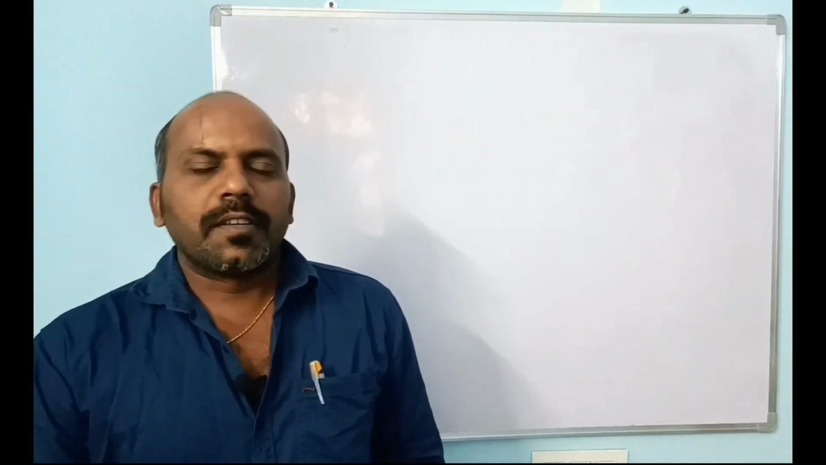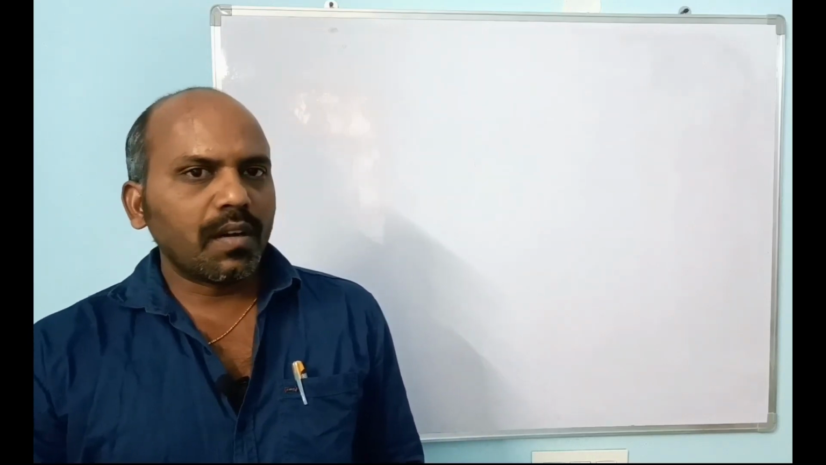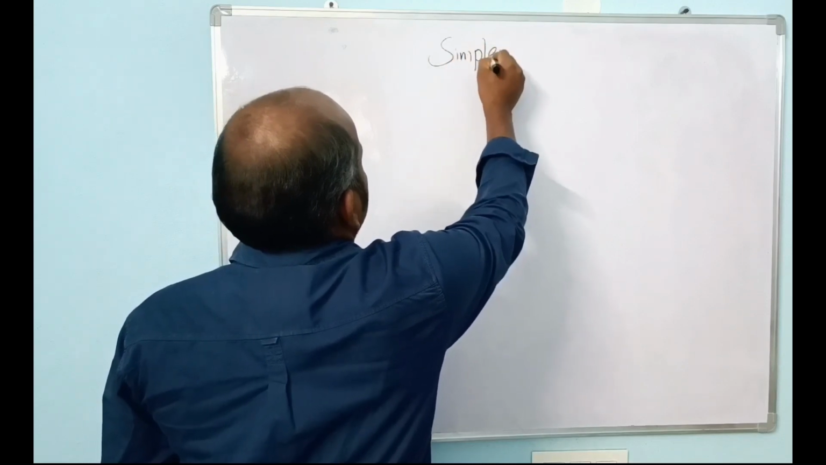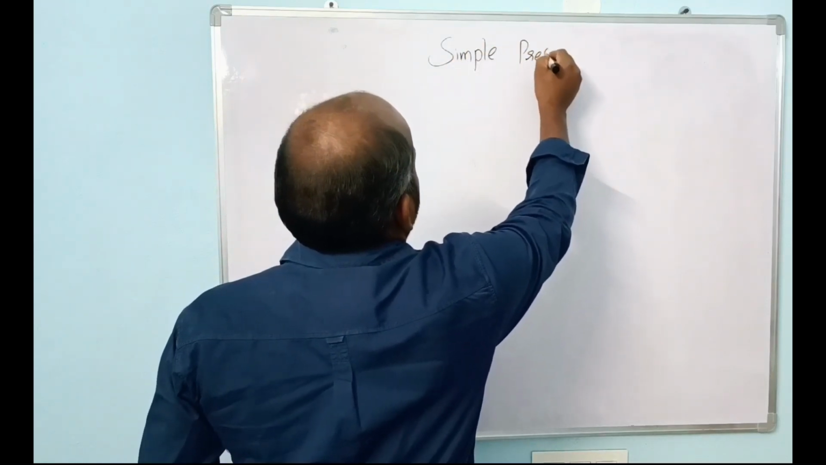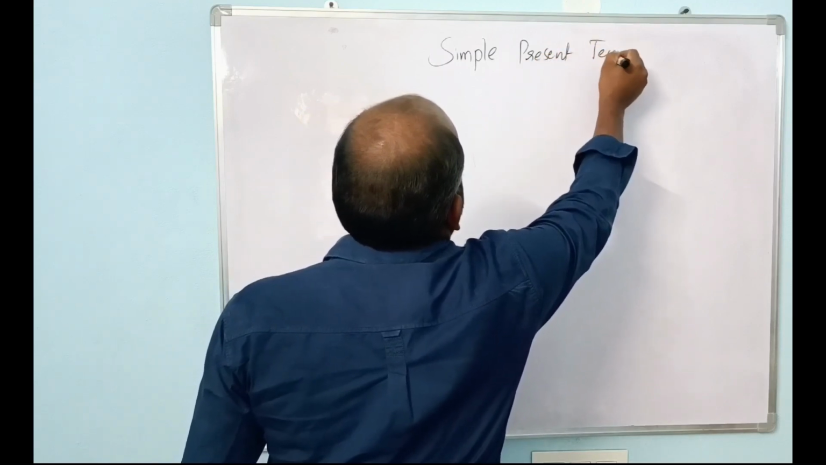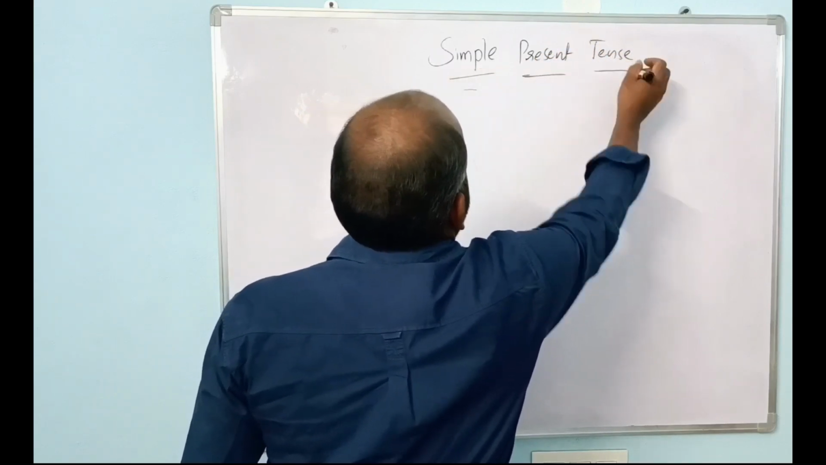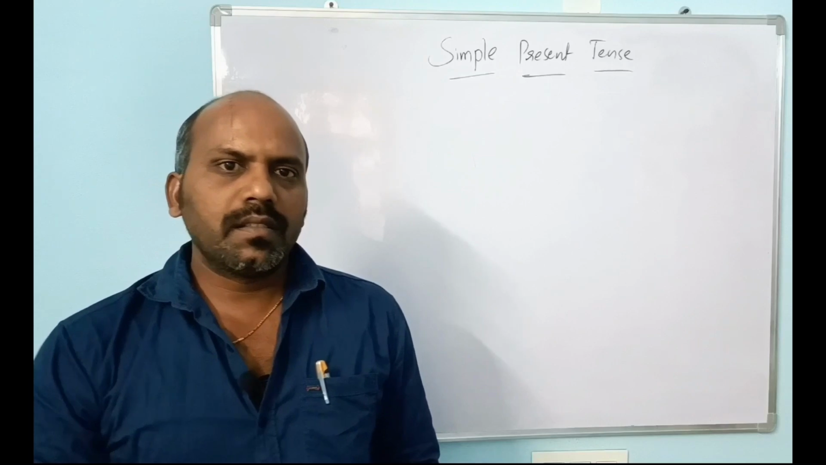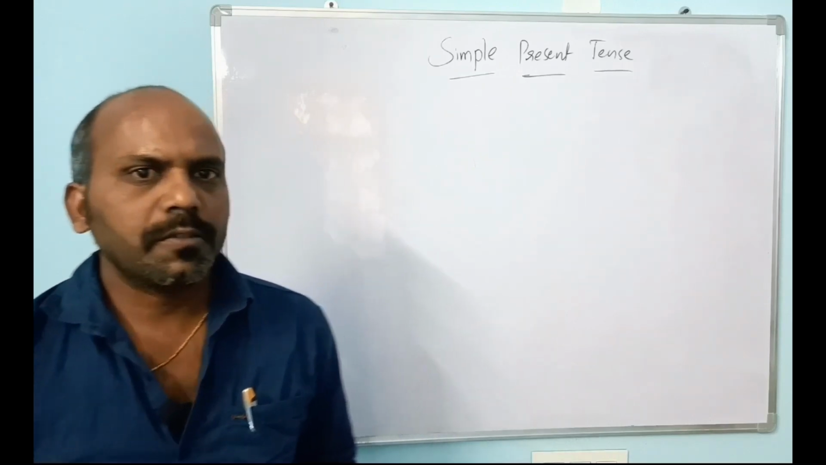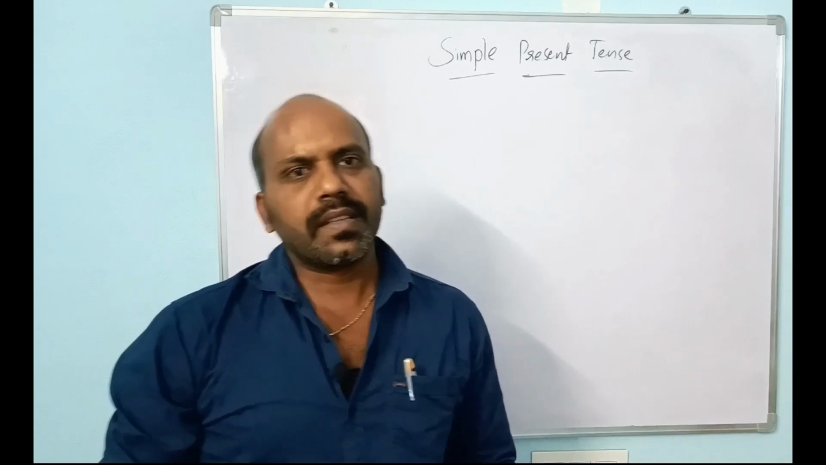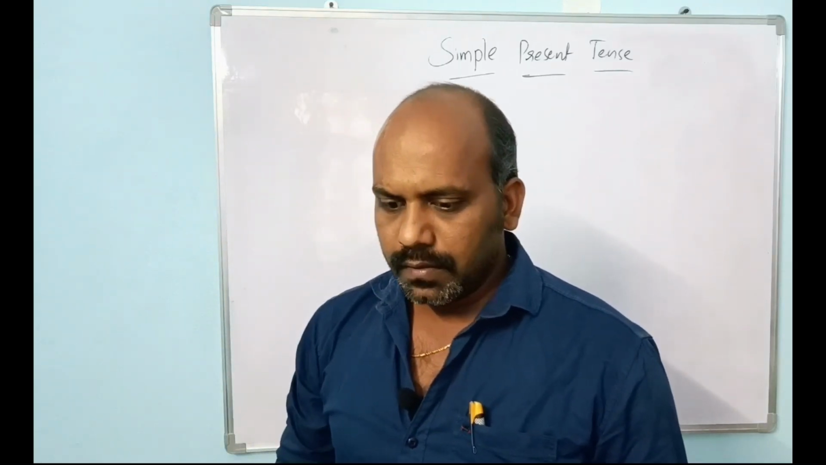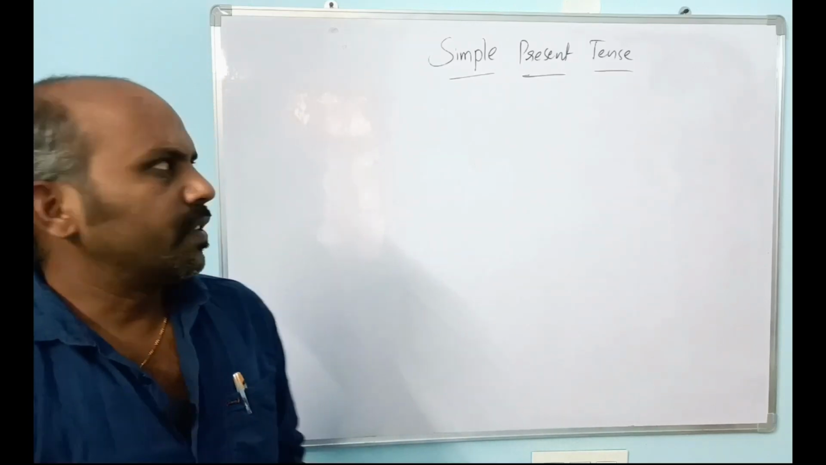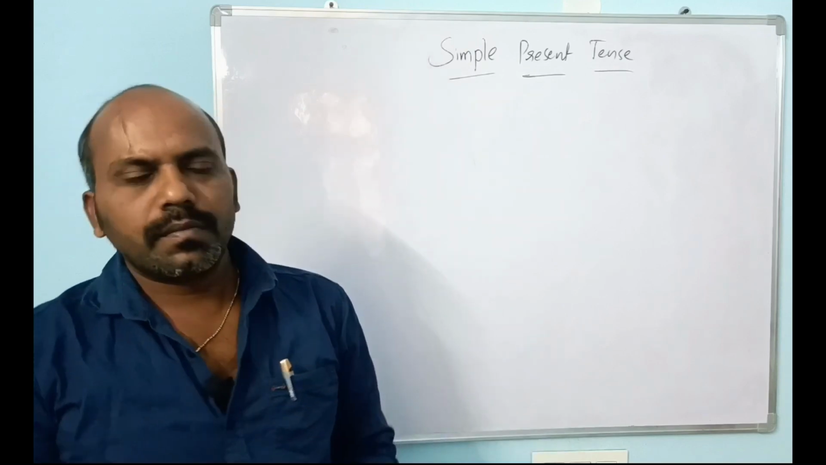Today we are going to know about one of the main tenses among all, that is simple present tense. As we know, there are three main tenses: past, present, future. In each main tense we have four subtenses. They are simple, continuous, perfect and perfect continuous.